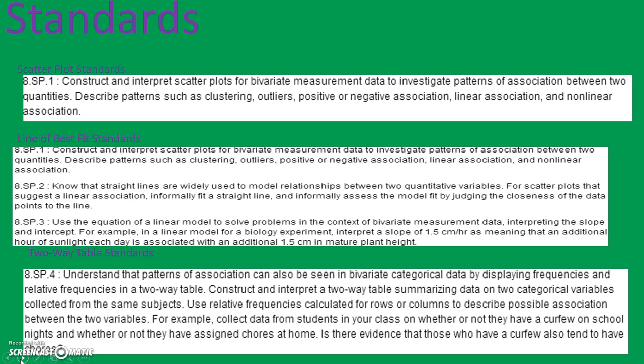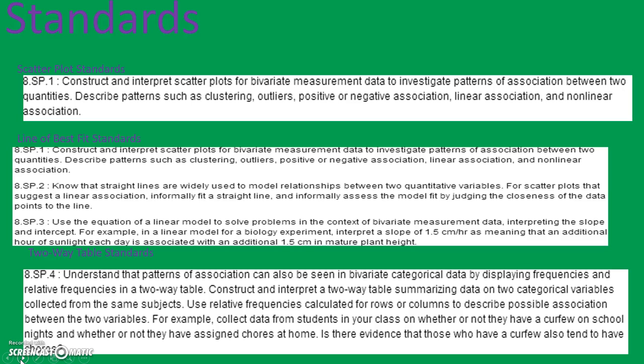For your line of best fit standards, for the first one, it's construct and interpret scatter plots for bivariate measurement data to investigate patterns of association between two quantities. Describe patterns such as clustering, outliers, positive or negative association, linear association, and nonlinear association. For the second one, it's known that straight lines are widely used to model relationships between two quantitative variables. For scatter plots that suggest linear association, informally fit a straight line and informally assess the model fit by judging the closeness of the data points to the line.